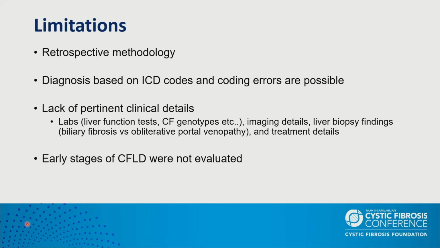So coming to the limitations, one is the retrospective methodology, and then using diagnostic codes, as I alluded to earlier. Sometimes we don't have ICD codes for all the conditions or disorders we intend to study. And of course, the main important thing is coding errors. If clinicians are not aware or not coding, it definitely results in under-reporting. And then also, as we all know as liver clinicians or CF clinicians, the pertinent clinical details are not included, which include the liver function tests, the CF genotypes, the sweat chloride, the imaging details, liver biopsy findings, and the treatment details. So we couldn't include those.